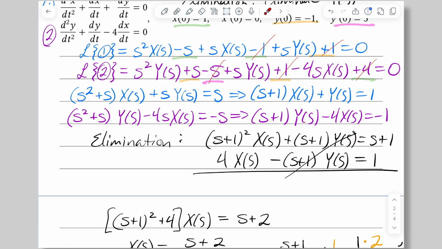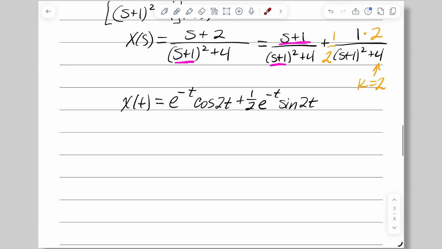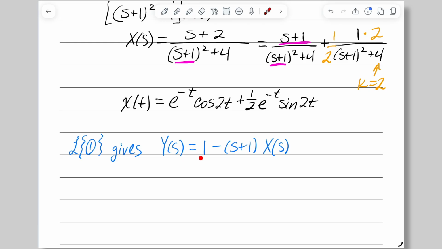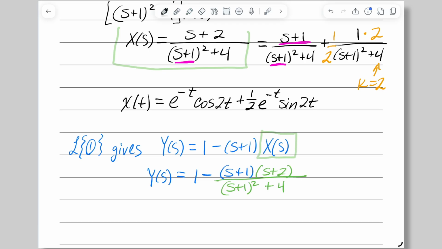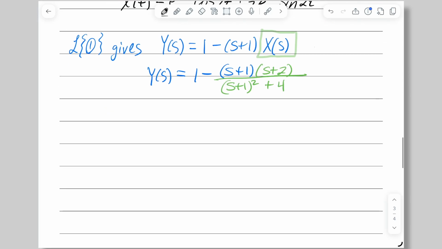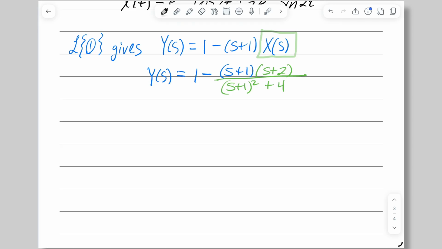Notice that the Laplace transform for equation 1 gives us y of s, and we can easily isolate it. Y of s is equal to 1 minus the quantity of s plus 1 times x of s. But we've also got that x of s is equal to s plus 2 divided by the quantity of s plus 1 squared plus 4. Substituting in, we have y of s is equal to 1 minus s plus 1 times s plus 2 divided by the denominator s plus 1, the quantity squared, plus 4.